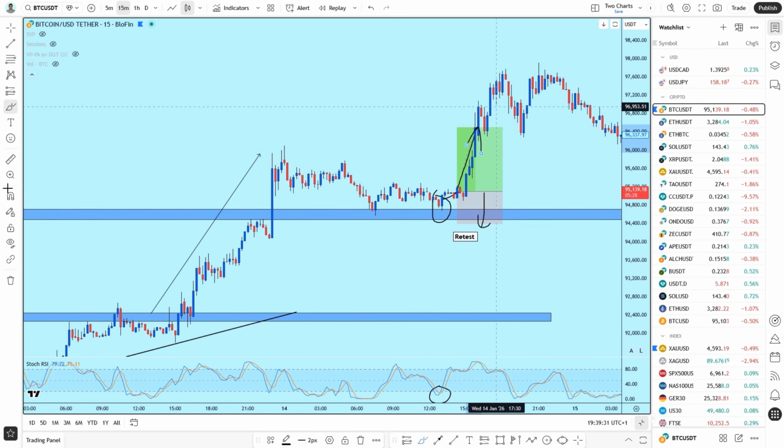After that, I decided to enter, put my stop loss below this zone and aim for a very good risk-reward ratio. As we can see, a very strong bullish move occurred and easily hit our take profit. So this was another trade based on my impulse strategy. As you can see, it also works for crypto and Bitcoin.